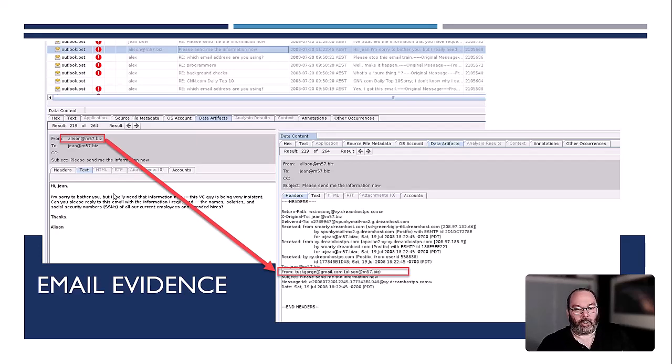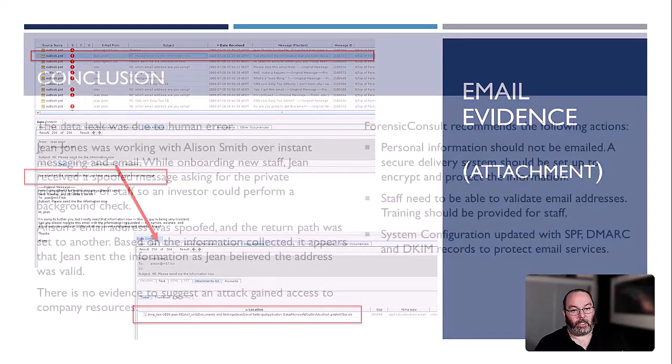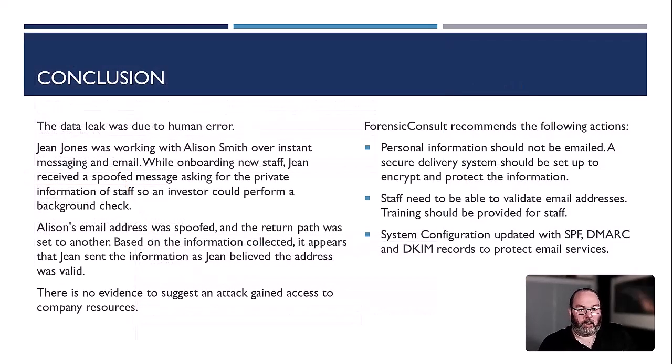So when we look down, we can see then that Jean did actually reply to the message. Here is the replied message where Jean has said, yes, I've attached the Excel document and provided it. And you can see here that we have identified an attachment, and the attachment is from the Excel document that was being sent across. So in conclusion, the data leak was due to human error.